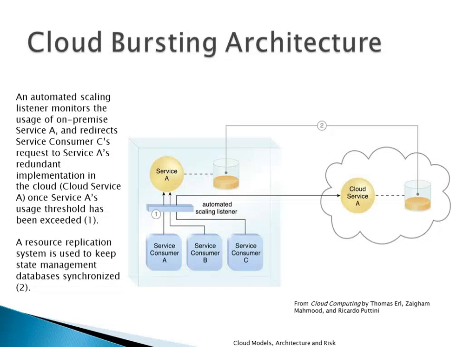There is also a resource replication system we use to keep the two databases synchronized, because you've got to have that synchronized, and you synchronize that using a state management data system. So that's the idea of a cloud bursting architecture that allows you, in some ways, to have the best of both worlds. You have your on-premise IT resources working, they have to be designed as a proper cloud service though, and then you can scale out to the cloud and burst out when the demand hits.